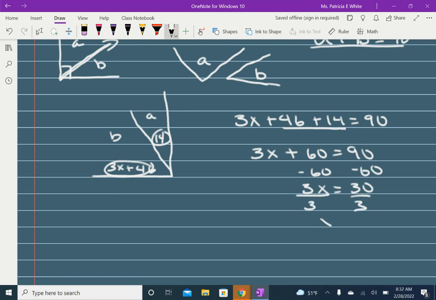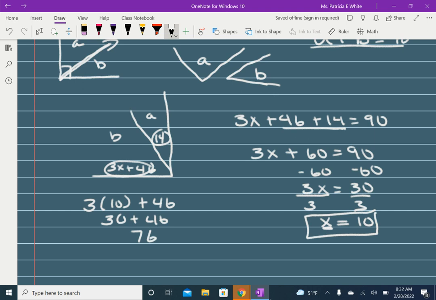Divide by that 3, and x equals 10, right? Be careful. Make sure you read your questions carefully. Sometimes they want you to tell them what the x equals, but sometimes you have to plug it in and get the measure of the angle, and that would be 30 plus 46 equals 76. And then I can check my work because I could say 76 plus 14 equals 90. Yep, that's true. So that gives me the answer to it, right?